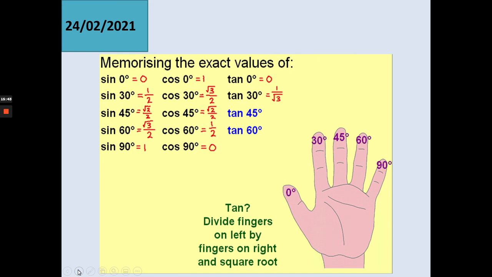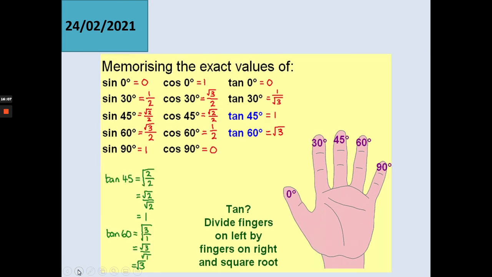If you were doing the tan, you put your fingers down. So if it's a tan of 30, I put my 30 finger down and I divide the fingers on the left by the fingers on the right, and then I square root it. So I've got 1 divided by 3 square rooted. If you look at the tan 30 there, that is exactly that. So you've got 1 divided by root 3. You've got to remember to square root at the end.